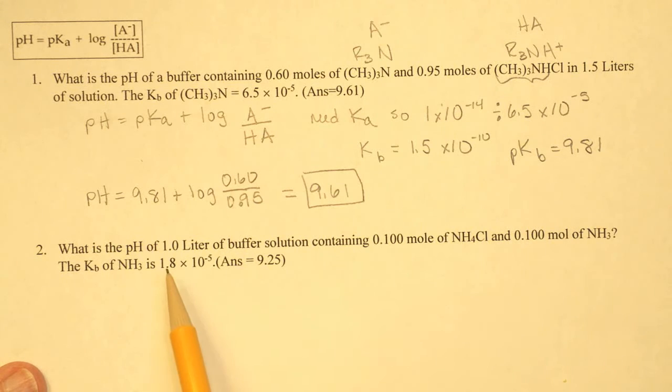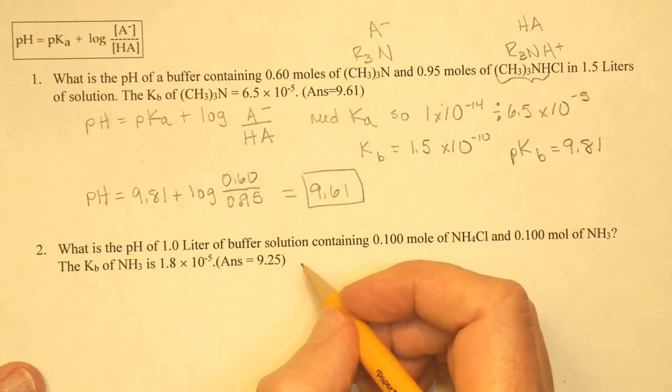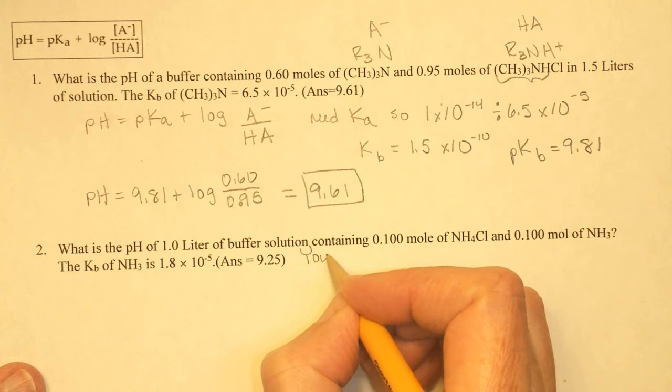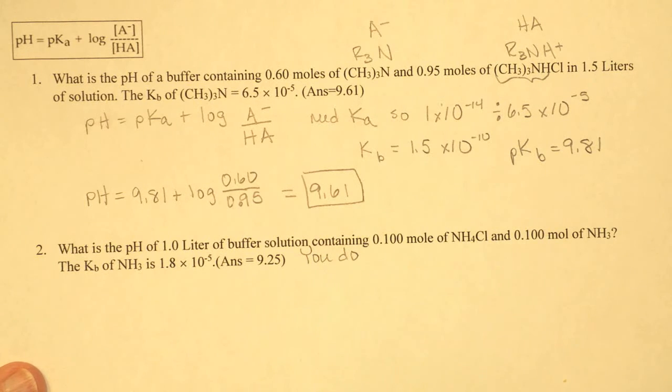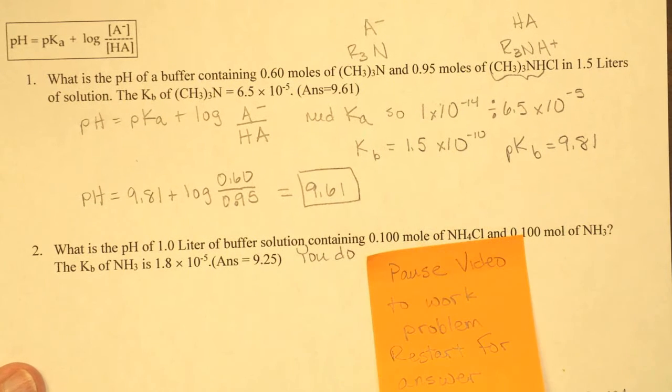All right, let's take a look at the next one. It says, what is the pH of a 1 liter solution containing 1 mole of ammonium chloride and ammonia? This is similar to the one above, so you are going to do it. I want you to pause the video to work the problem and then restart for the answer.